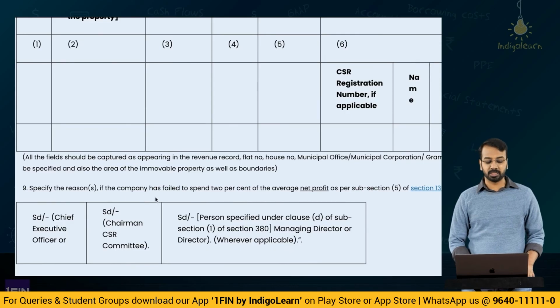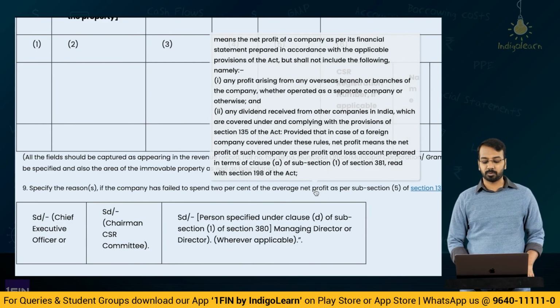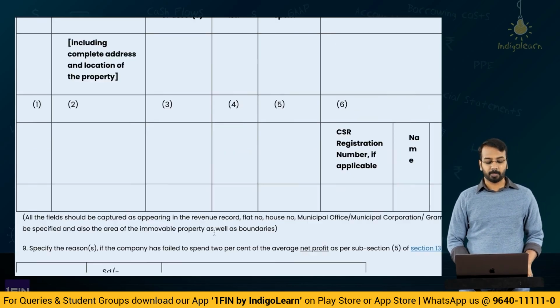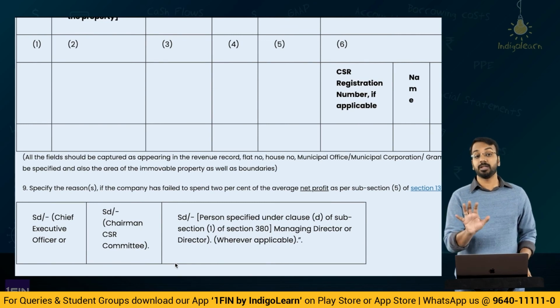Then specify the reasons if the company has failed to spend 2% of the average net profit. That has to be disclosed, and it is to be signed by the CEO or the chairman of the CSR committee, and then signed by the specified personnel.